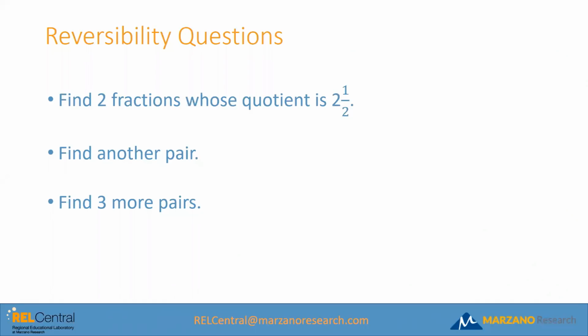So I don't know if you tried this problem. If you want to challenge yourself, add in the restriction, find two fractions with unlike denominators whose quotient is 2 1/2.